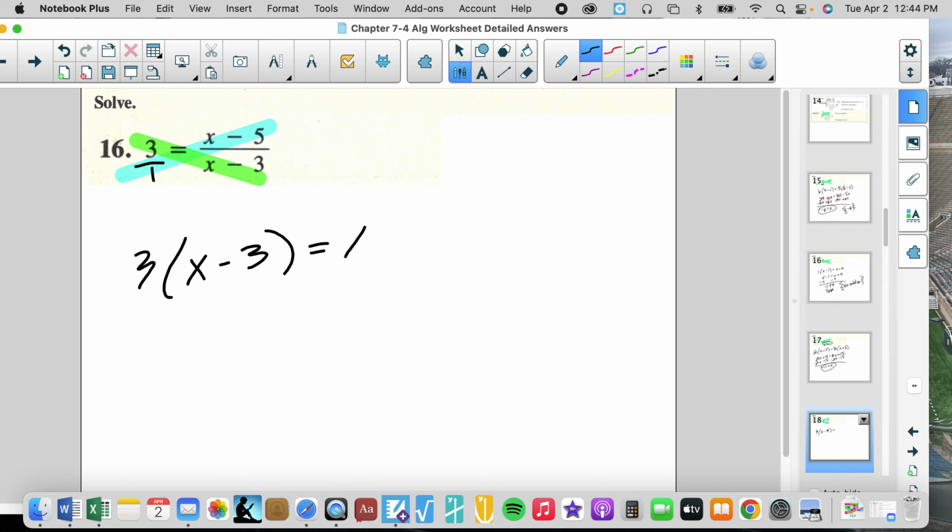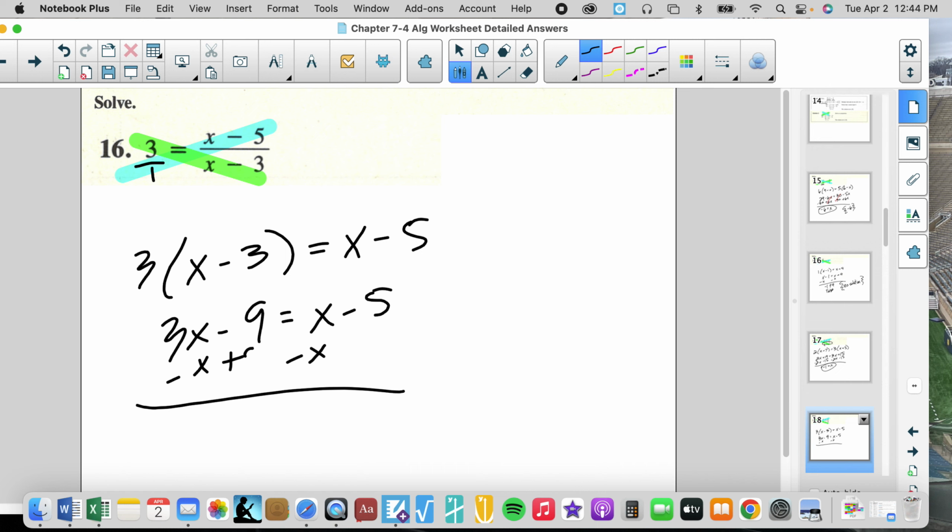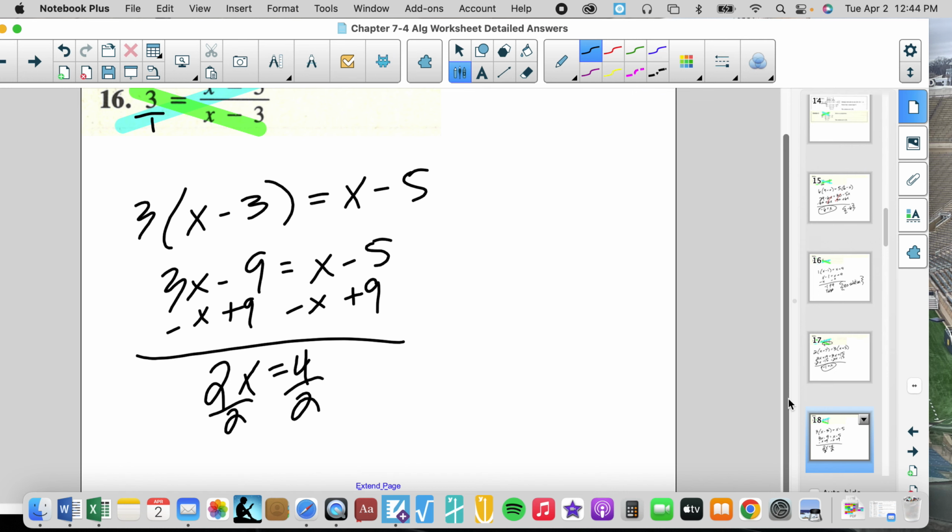We know that 1 times that numerator on the right side just produces x minus 5. 3x minus 9 equals x minus 5. Let's move the variables to the left. We'll move the constants to the right, and we'll do it in one fell swoop. And we get 4 divided by 2, and x equals 2.